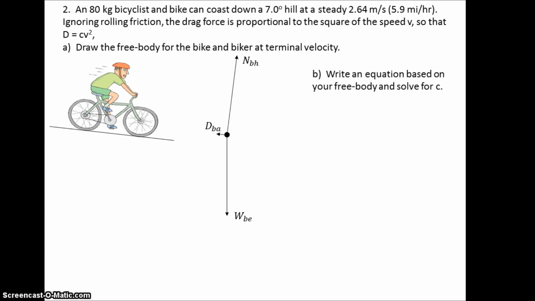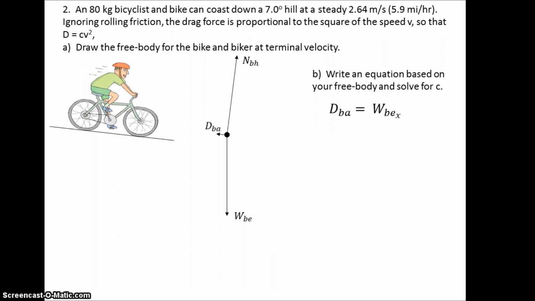Okay, so here's the biker on this 7-degree hill, and they're just kind of coasting at 2.64 meters per second. So the forces are balanced. And then write an equation to solve for c.